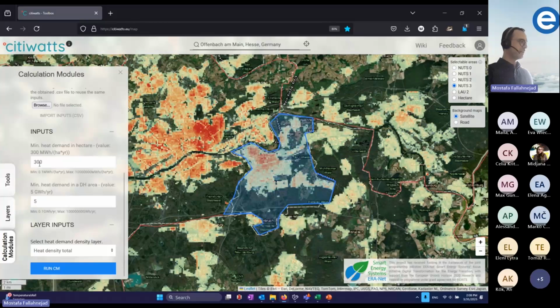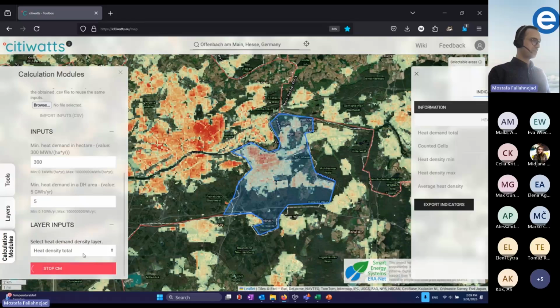So you can play around with this number if your region is not very densely populated or does not have so much demand. Maybe you will go a little bit lower to see where interesting points are. If it has very high densities, like what we see here in Frankfurt, maybe you decide for higher thresholds to identify or cherry pick the regions. I just run the calculation module with these default values to see what comes out.